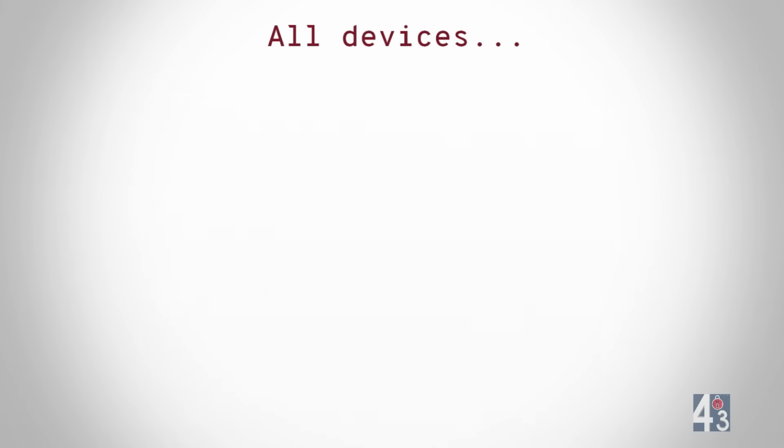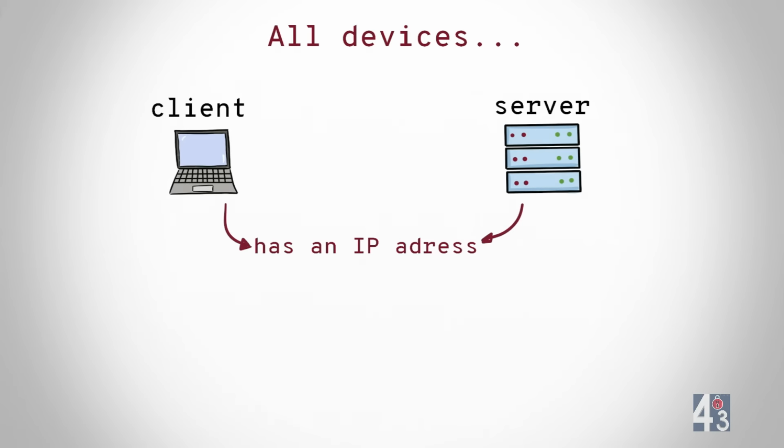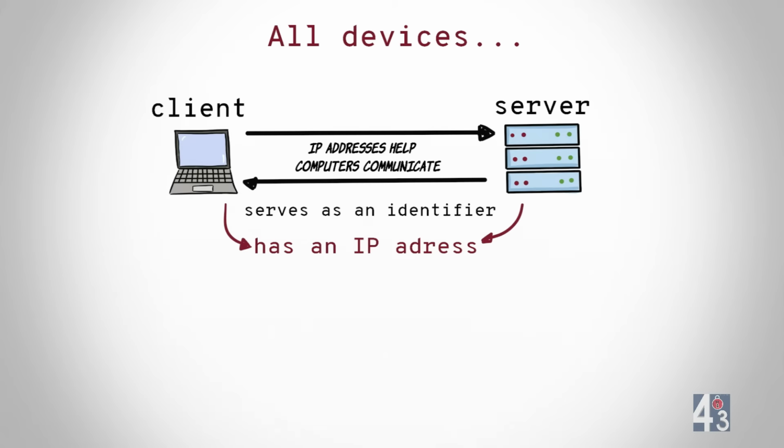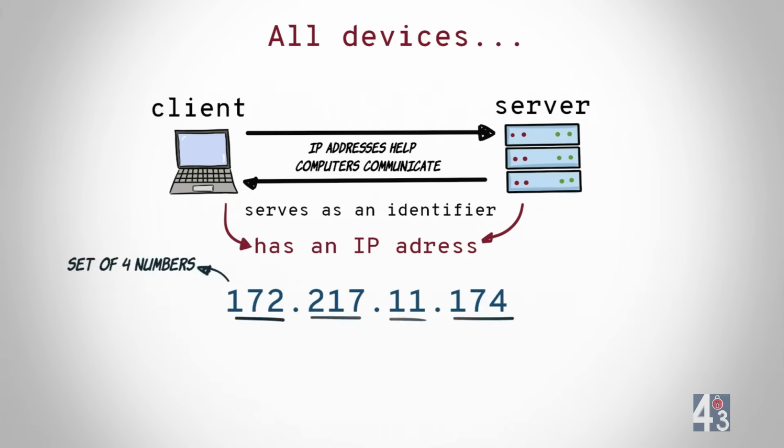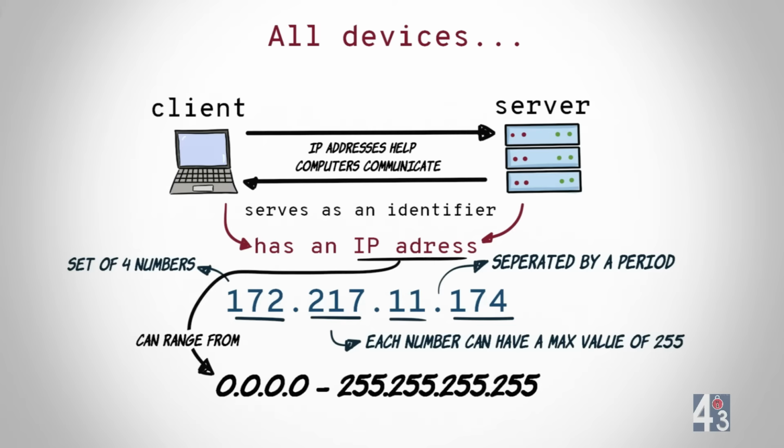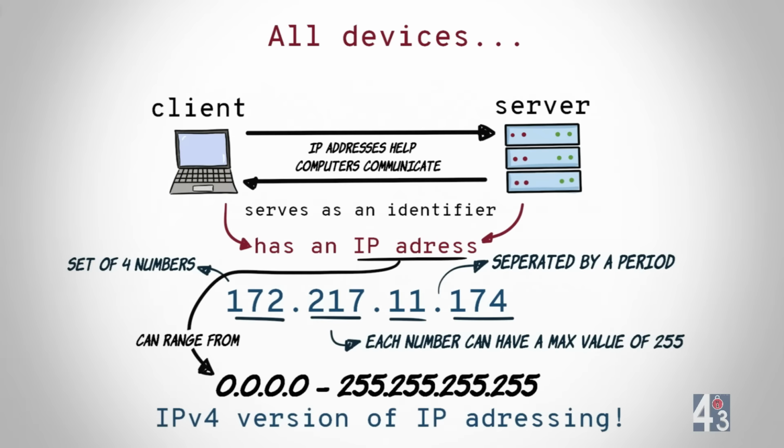Now all devices, be it the client or the server, is tied to an IP address. The IP address serves to be an identifier for a device or a computer, so it can identify and talk with another device on the internet. An IP address is a set of four numbers, each separated by a period. Now each number in the set can have a maximum value of 255. Now that means an IP address could range from 0.0.0.0 to 255.255.255.255. Now this version of IP addressing is called IPv4. It allows for a combination of 4 billion IP addresses.